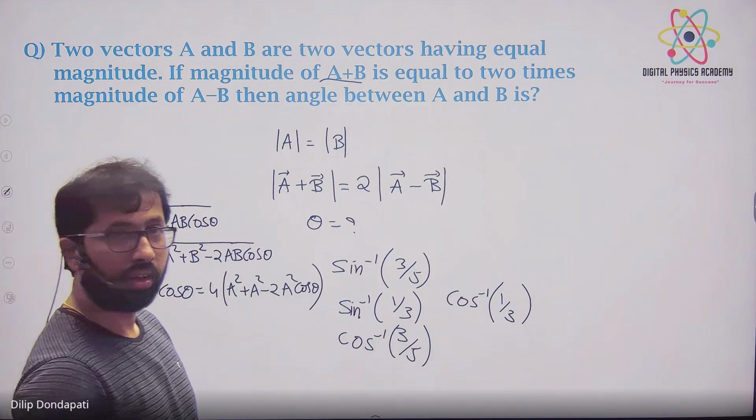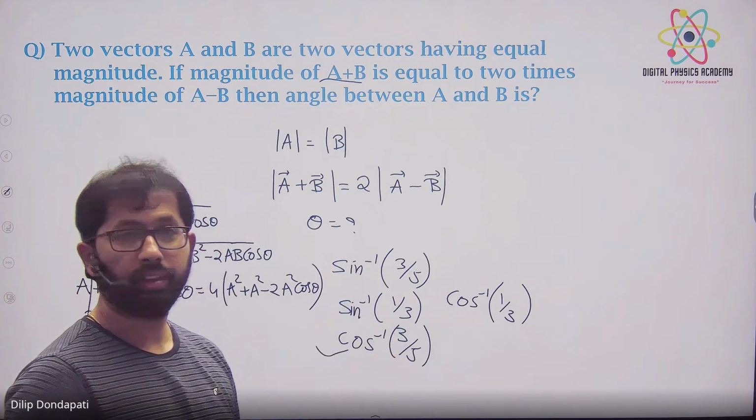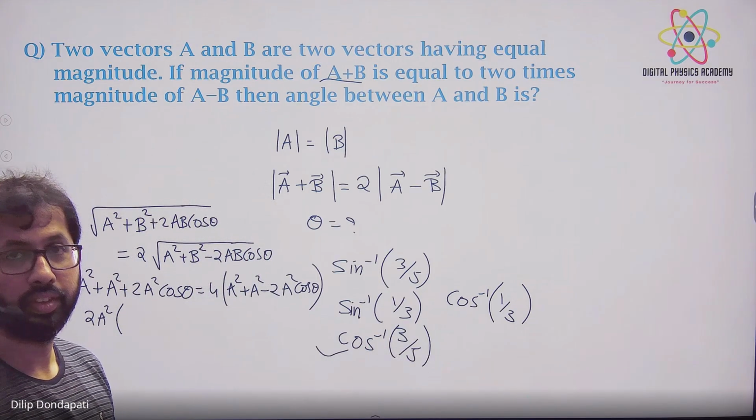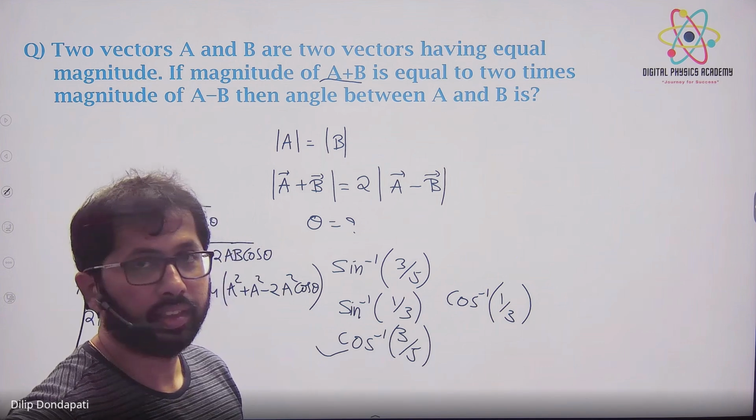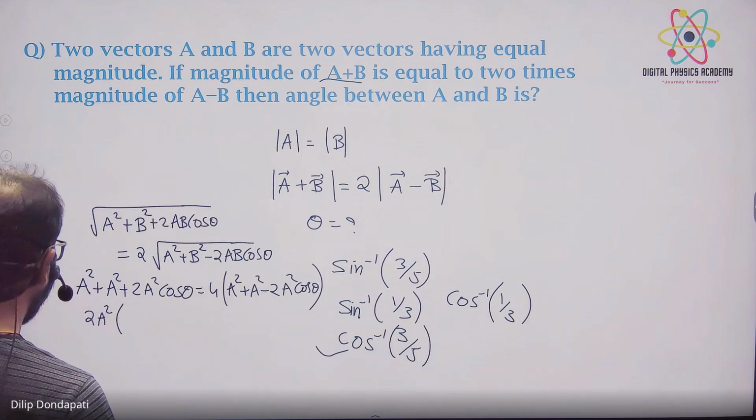Sir, I got cos inverse 3 by 5. Cos inverse 3 by 5 is good. Sir, I wrote 3 plus 3 is 9 instead of 6. Sir, I have a doubt.